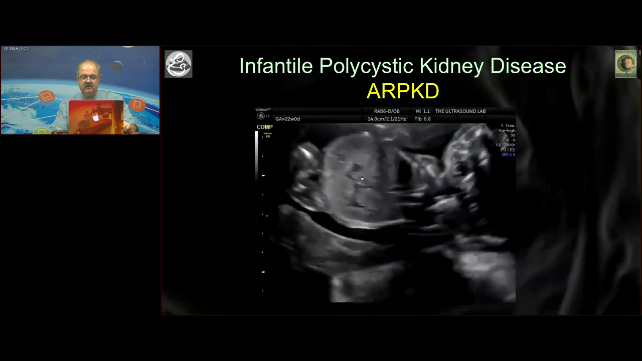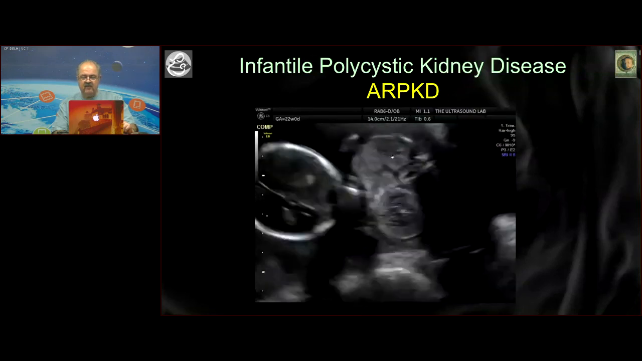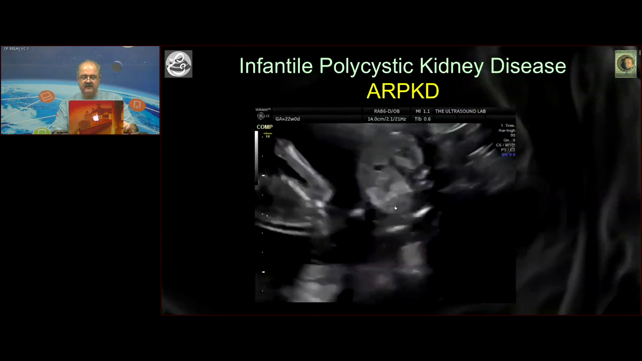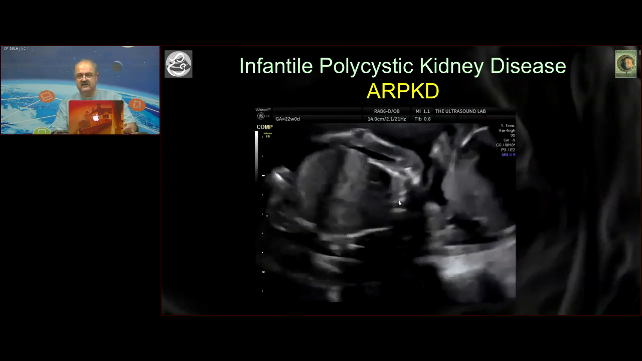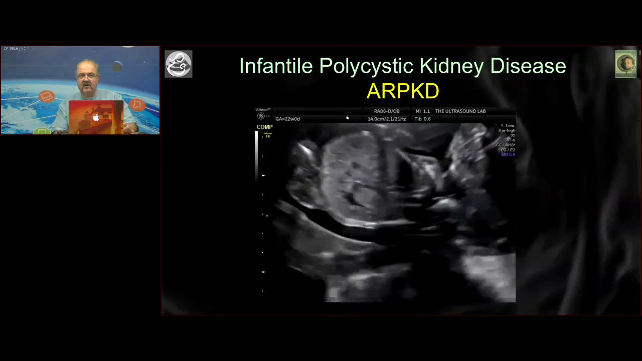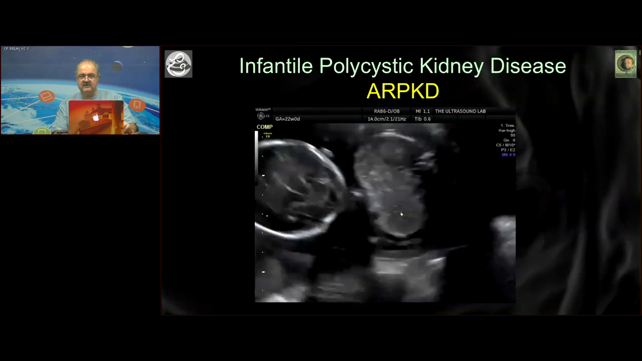Twins, for instance, both with large kidneys, and notice how there is far more cystic space in the center of both these kidneys, here and here. And that would be the classic appearance of the autosomal recessive polycystic kidney disease. So it's not always uniformly echogenic. You will find a lot more cystic spaces towards the center.